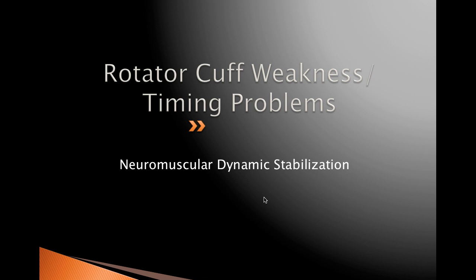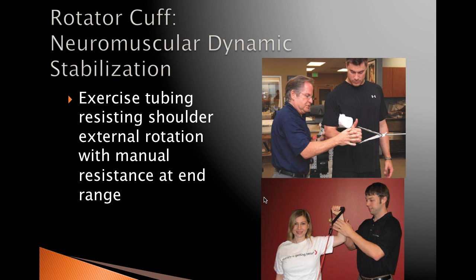All right, neuromuscular dynamic stabilization. These are all exercises using PNF. These are a little bit more advanced exercises. We're putting the patient either through the motion or holding at end range, and we're giving them manual resistance. You can see here, this patient is using TheraBand. He's externally rotating, and the therapist is giving him resistance, maybe at one spot, maybe as he goes, maybe as he externally rotates out, or just at one position.